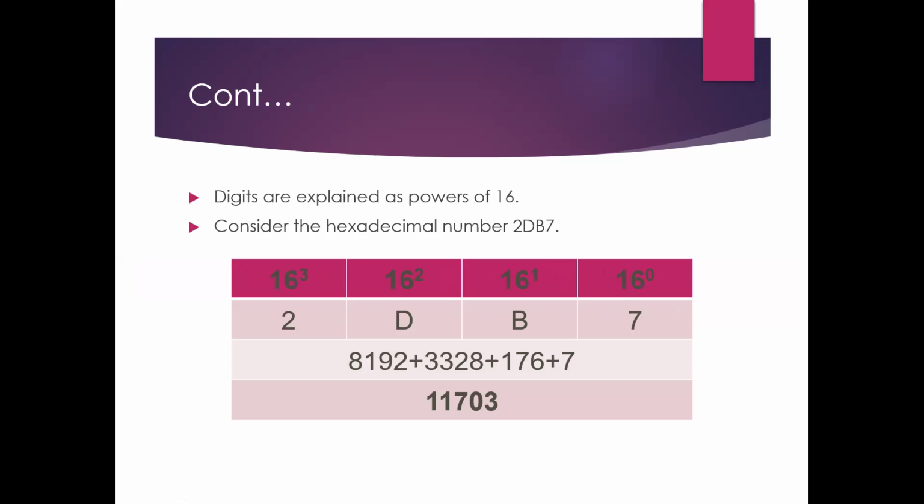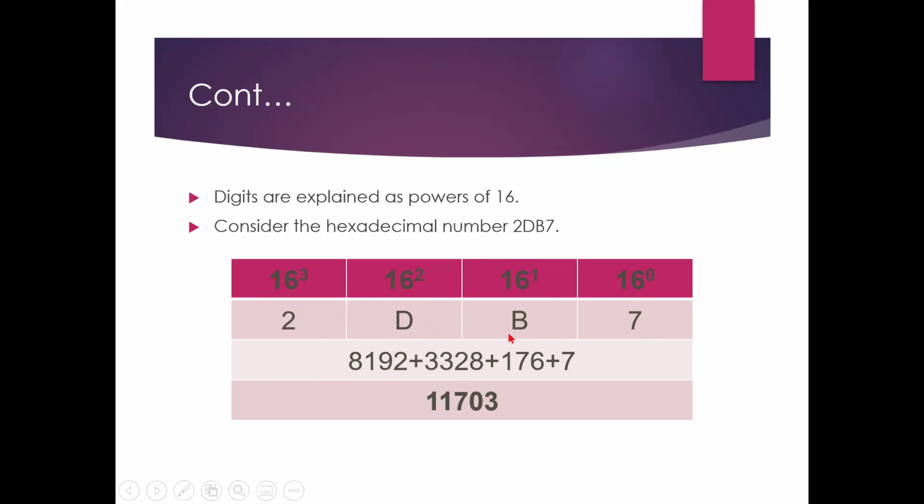Here the digits are explained as powers of 16. So if you have the hexadecimal number 2DB7, how do you convert it into its equivalent decimal number? Take this number 2DB7, represent the digits in the form of powers of 16: 16 power of 0 for this digit, 16 power of 1 for this digit, 16 square, 16 cube. 16 into 16 into 16 into 2 is this much. 16 into 16 into D is this much into B.